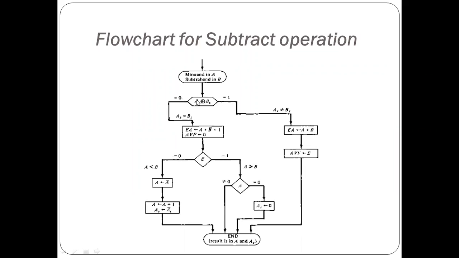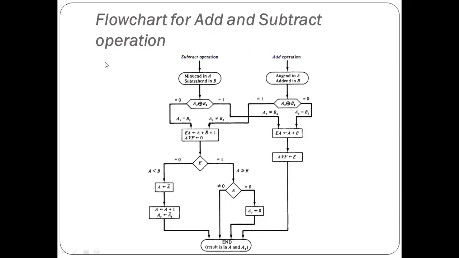Here if both are same and the operation is subtraction, I have to perform A minus B first. B is taken as 2's complement. And now based on E, I'll decide the sign of A. The procedure is same. Am I clear? Now combine these two.